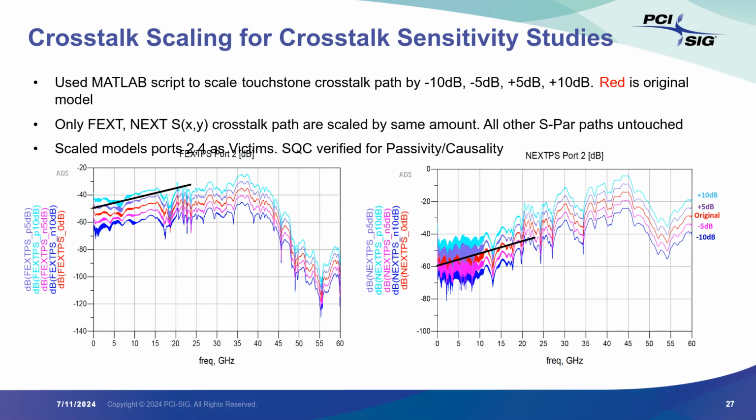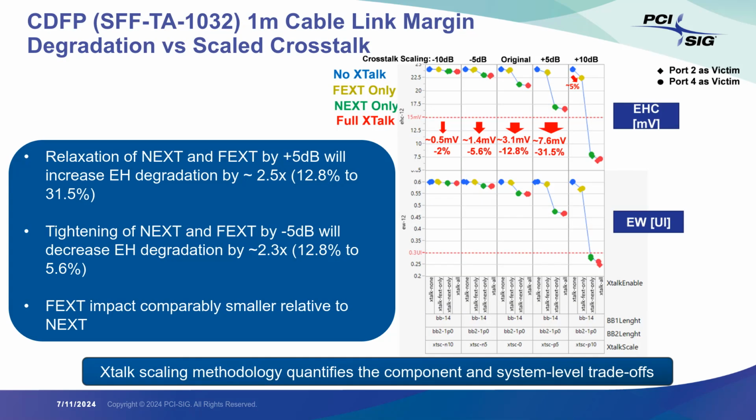In this case, for example, the original one is the red one, and then we scale that by 5 dB. Higher means crosstalk is increasing, lower means crosstalk is decreasing. And then we look at how those increases and decreases impact the overall channel performance by looking at the eye height and eye width.